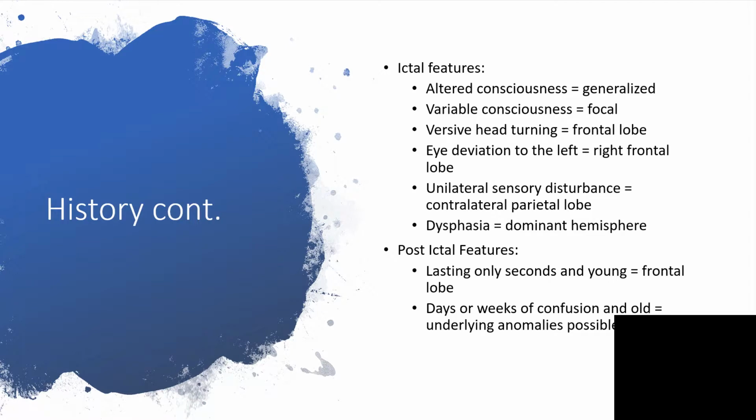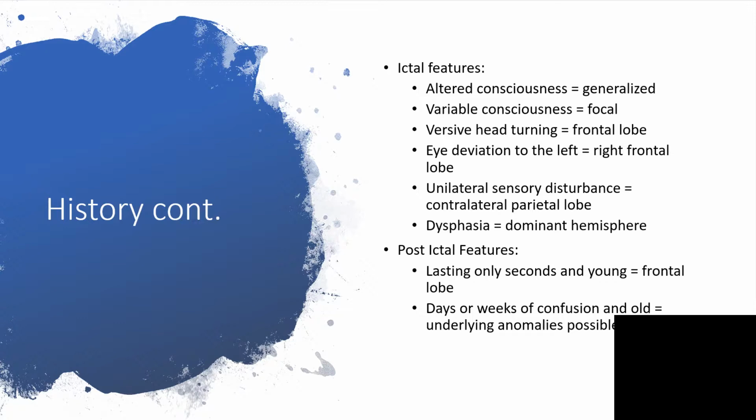The period of the seizure itself could also give a clue. If there's altered consciousness or impairment of awareness, that is pointing to generalized seizure disorder. If there's variable consciousness, that might be focal. If there's versive head turning, that is pointing to a frontal lobe problem. Or if there is eye deviation to the left, then we're having right frontal lobe because it's going to affect the contralateral side of the brain.